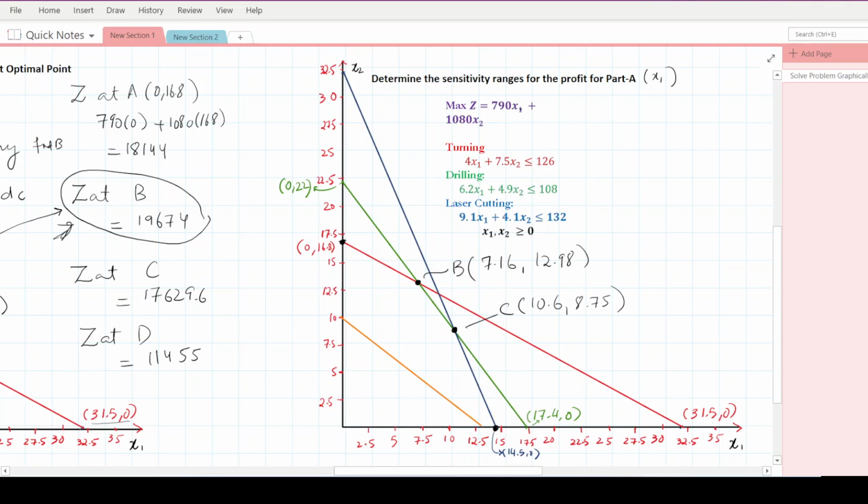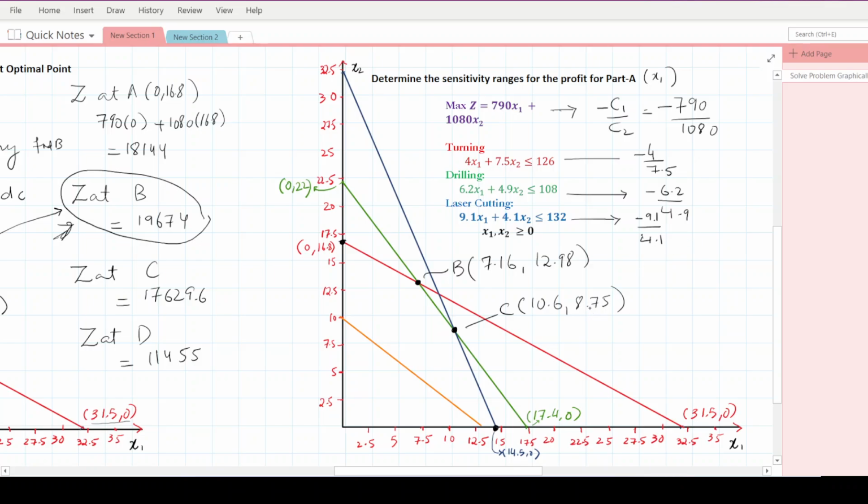Now, when doing the sensitivity ranges, we need to first find the slope, and we can see that the slope of the objective function is minus c1 by c2. It is equal to the coefficient of x1, that is minus 790 by 1080. The slope for turning is minus 4 by 7.5, for drilling it is minus 6.2 divided by 4.9, and for the laser it is minus 9.1 divided by 4.1.